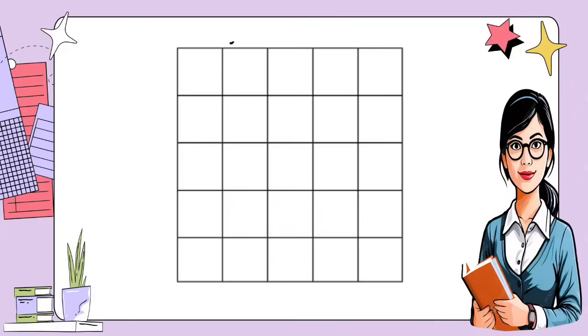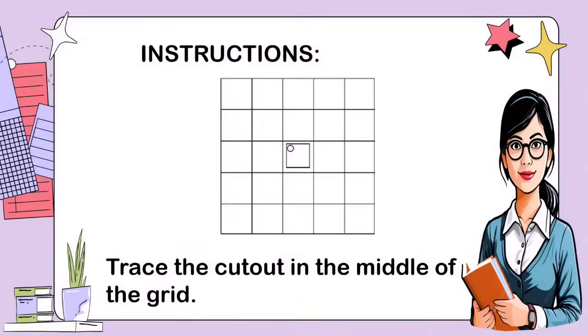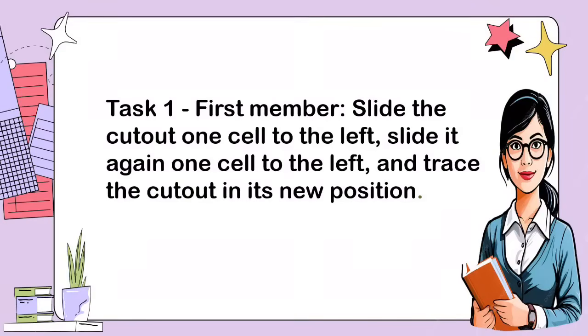Students, let us have a group activity. I will divide the class into 4. So here are the instructions. Trace the cutout in the middle of the grid. First member, slide the cutout one cell to the left. Slide it again one cell to the left and trace the cutout in its new position.